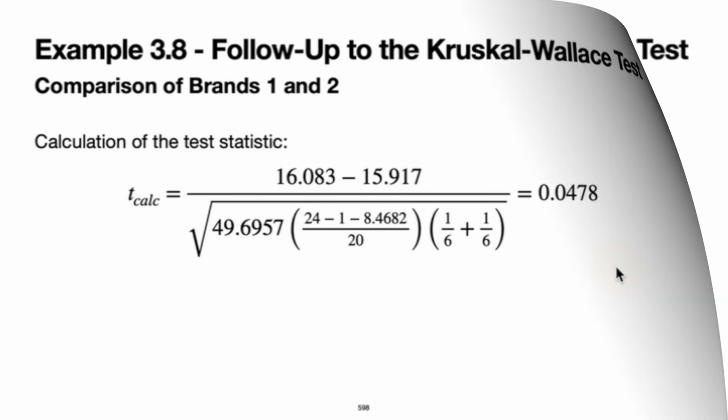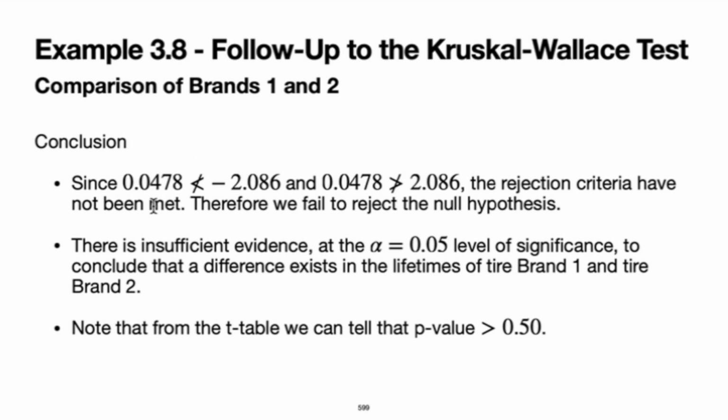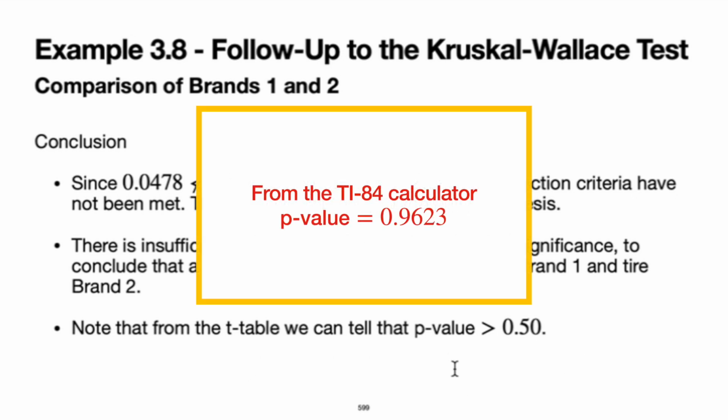Okay, so since the value of the test statistic, 0.0478, is not less than negative 2.086, and it's not greater than positive 2.086, the rejection criteria have not been met. Therefore, we fail to reject the null hypothesis. So there is insufficient evidence at the 0.05 level of significance to conclude that a difference exists in the lifetimes of tire brands 1 and 2. Now, from the t-table, we can tell that the p-value for this test exceeds 0.5.